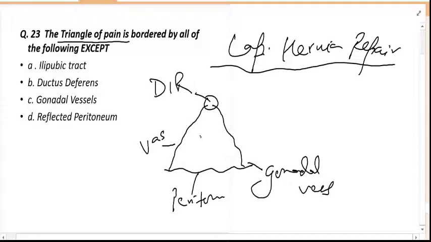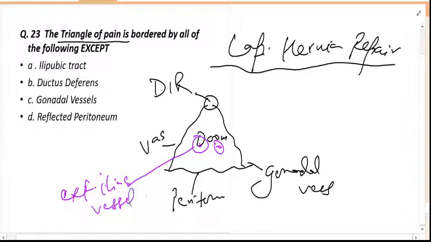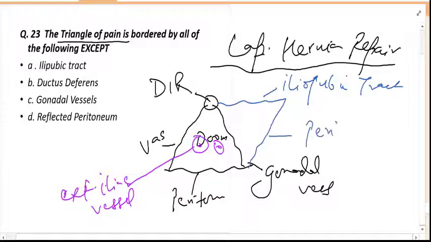This triangle is known as triangle of doom. Importance of triangle of doom is external iliac vessels. External iliac vessels run in this triangle, so any injury can lead to severe bleeding. So that is the importance of triangle of doom. Another triangle is there. This is iliopubic tract, and this is peritoneal reflection again. This is known as triangle of pain.